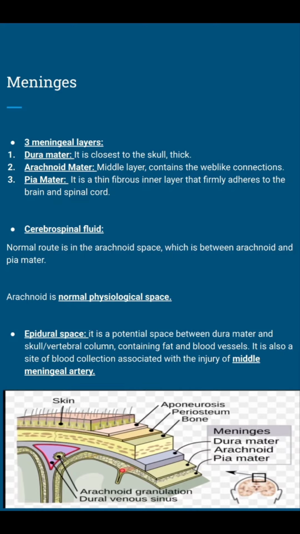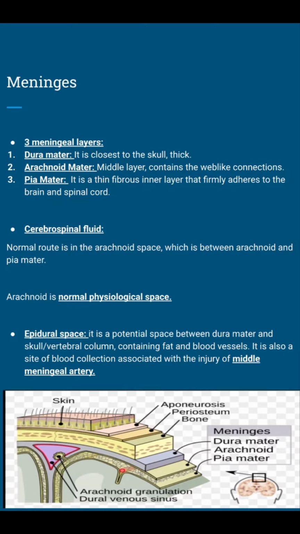Now let's talk cerebrospinal fluid, or CSF. Its normal route is through the subarachnoid space, which lies between the arachnoid and pia mater. The subarachnoid space is a normal physiological space, and you can see the arachnoid granulations in the diagram as well, which help resorb CSF into the dural venous sinuses.